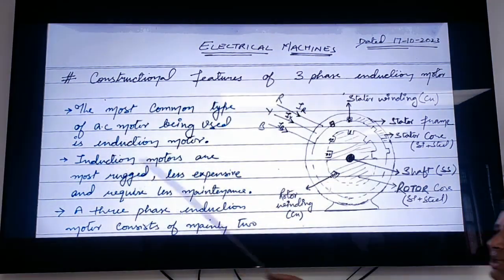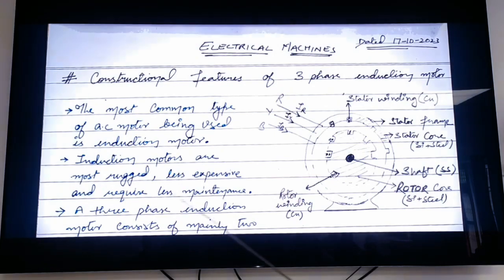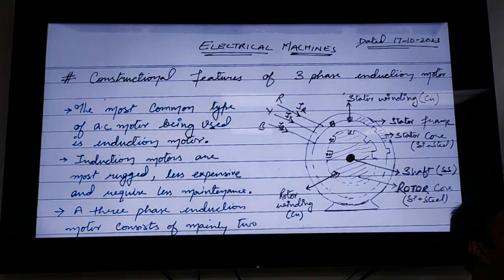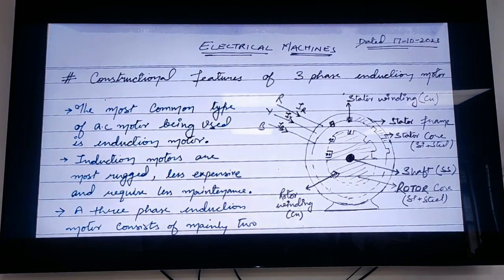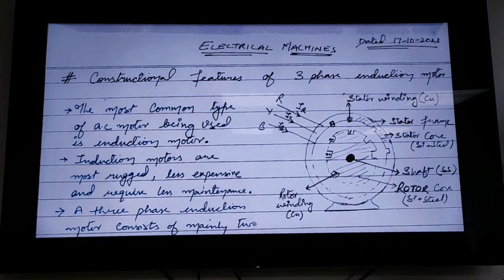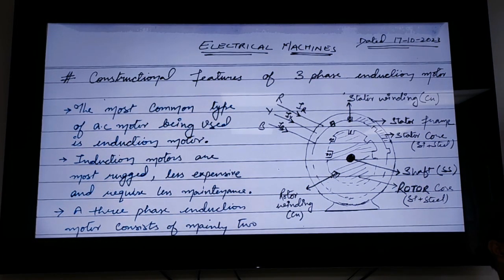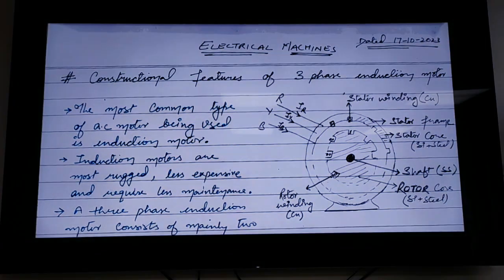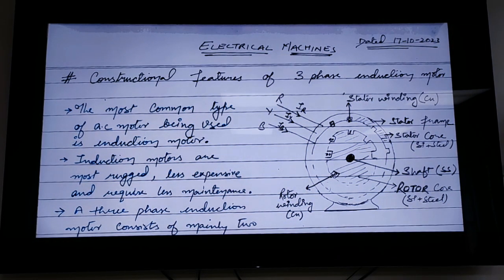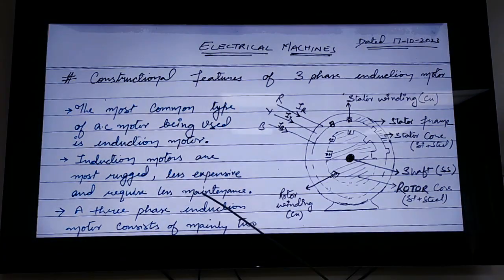Number two, induction motors are most rugged, less expensive, and require less maintenance. Obviously, whenever we are purchasing something, let us take an example, a car or a bike, we want to check what its running cost and maintenance cost will be. These motors are, first of all, rugged. They are pretty hard, and you need not go over maintenance very frequently. Then these are less expensive. In comparison with different machines, they are a bit cheaper. Maintenance is also very less.